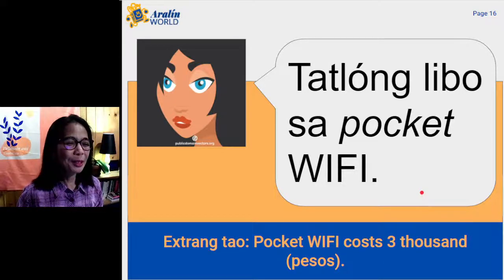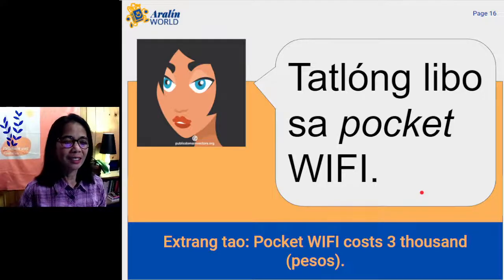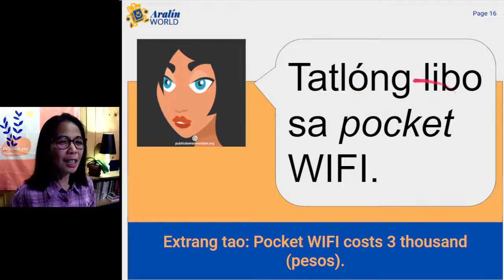Pesos. And of course, you are in the Philippines. You don't need to say pesos anymore because that's the currency in the Philippines. So everybody knows that you are talking about money in terms of peso, especially if you are at the store. 3,000 means 3,000. And then of course, you want to connect 3,000 with the noun, and so you have sa pocket Wi-Fi. Sa is the linker here.